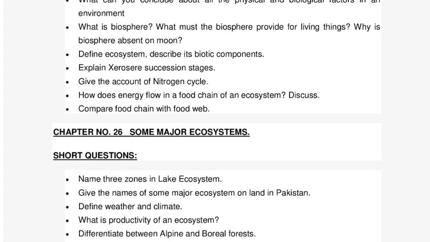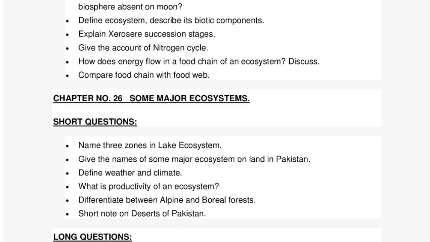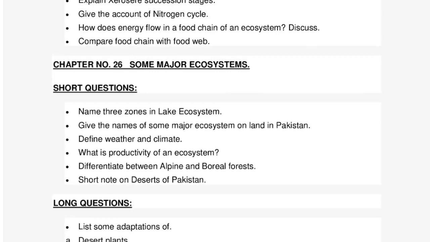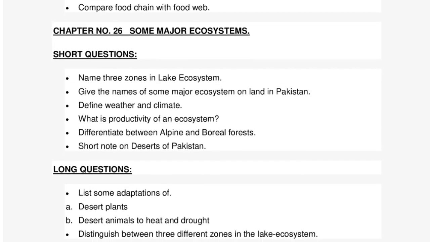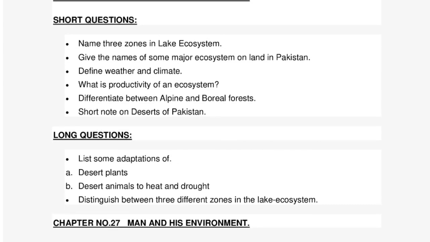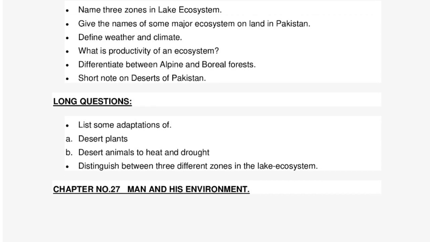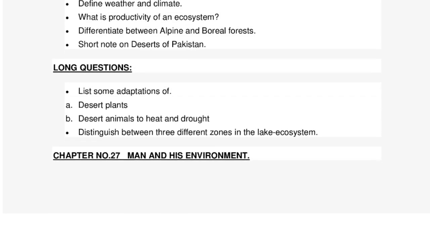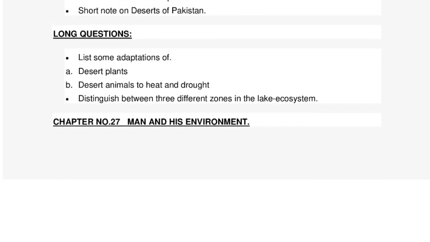Are abiotic things important to survive in a biome? What can you conclude about all the physical and biological factors in an environment? What is biosphere? What must the biosphere provide for living things? Why is biosphere absent on Moon?